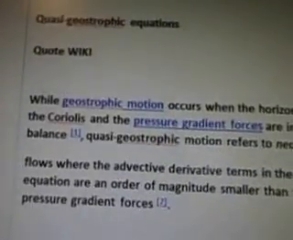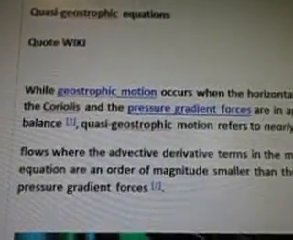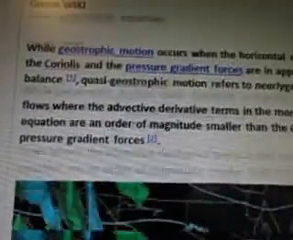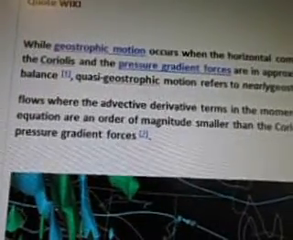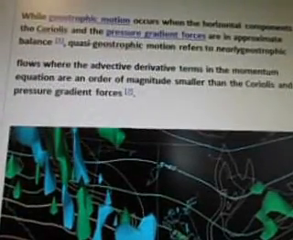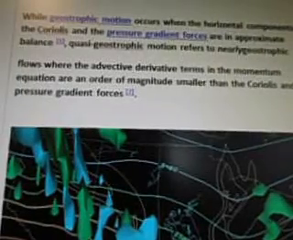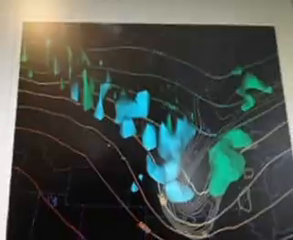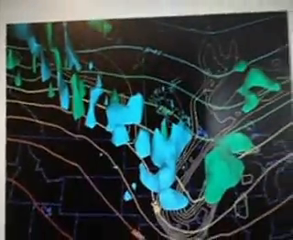So, quasi-geostrophic equations, quote from Wiki. This is another keyword that we're looking at, okay? Geostrophic motion occurs when the horizontal components of the Coriolis and the pressure gradient forces are in approximate balance. Quasi-geostrophic motion refers to nearly geostrophic flows, where the advective derivative terms in the momentum equation are an order of magnitude smaller than the Coriolis and the pressure gradient forces. Okay, so there's a diagram to look at, and here's another one to look at.